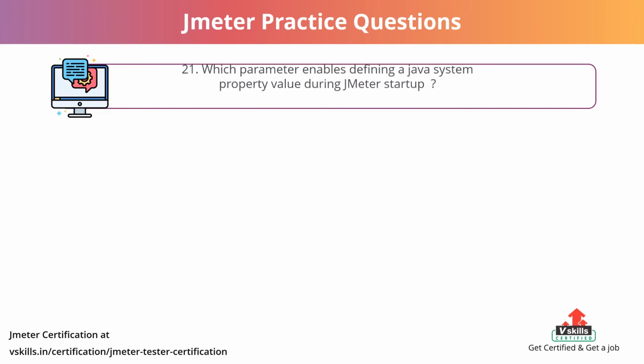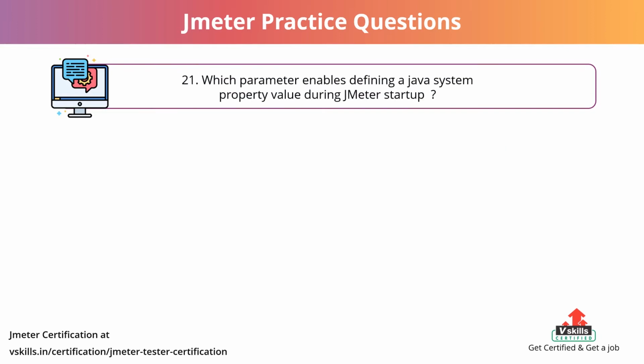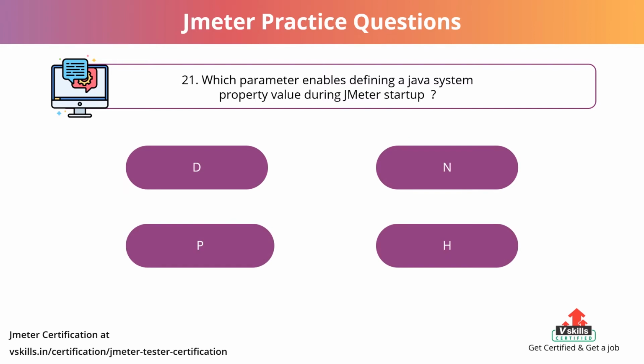Question number 21. Which parameter enables defining a Java system property value during JMeter startup? The options are A. -D, B. -n, C. -p, D. -h. The correct answer is option A.